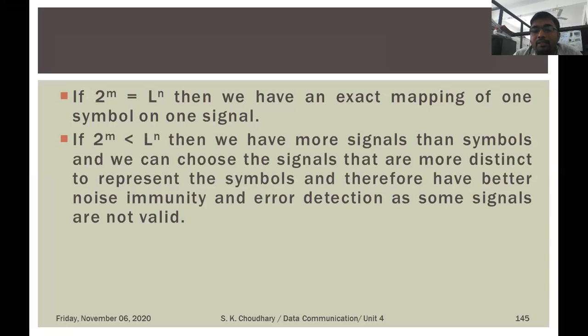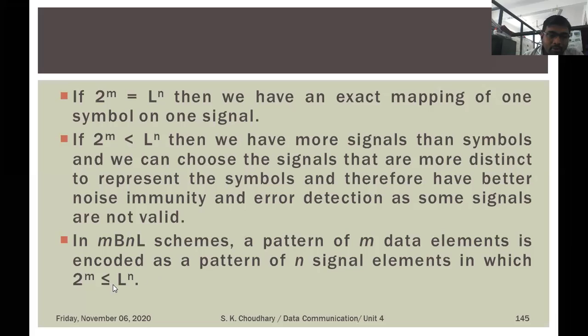And the third condition: if the number of symbols is less than the number of signals, then we have more signals than symbols. We can choose the signals that are more distinct to represent the symbols, and therefore have better noise immunity and error detection, as some signals are not valid. So these are basically the three conditions for the multi-level signal. It means we are dealing with the symbols and the signal levels.